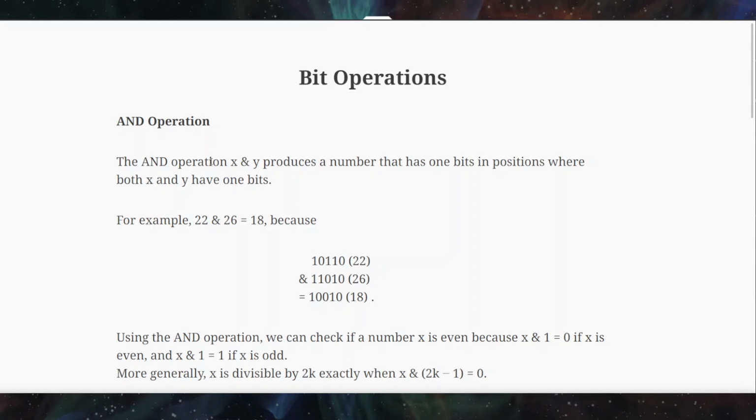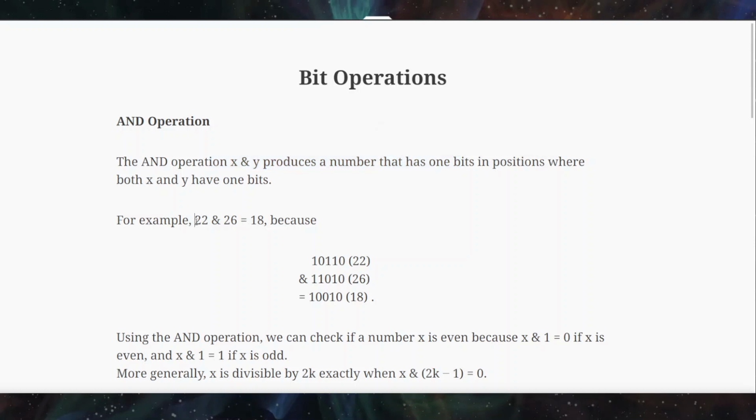The AND operation on x and y produces a number that has 1 bits in positions where both x and y have 1 bits. For example, here you can see 0 and 0, so the output is 0. Both bits are 1 and 1, so the outcome is 1. The next input is 1 and 0, so the outcome is 0. If you remember the truth table of AND, it will be easier to understand. I am assuming that you have prior knowledge about logic gates like AND or XOR.